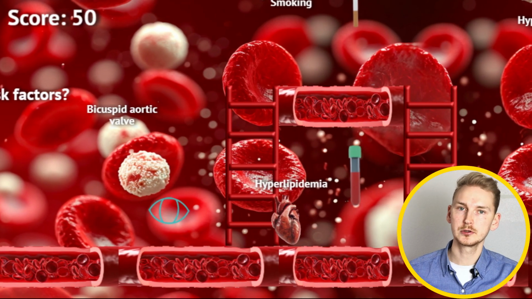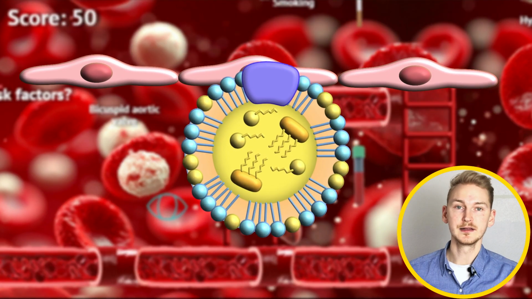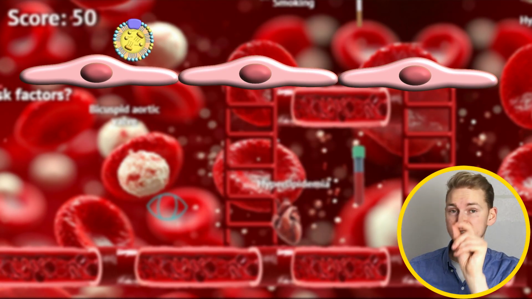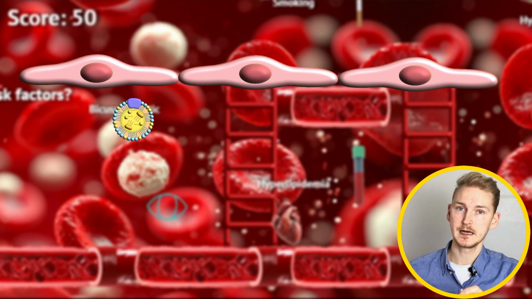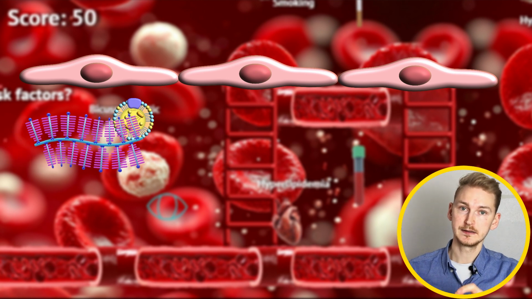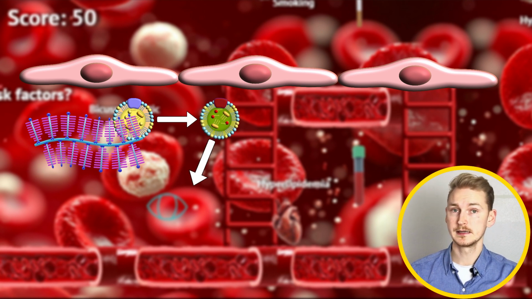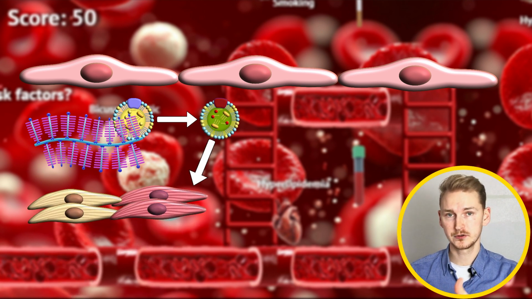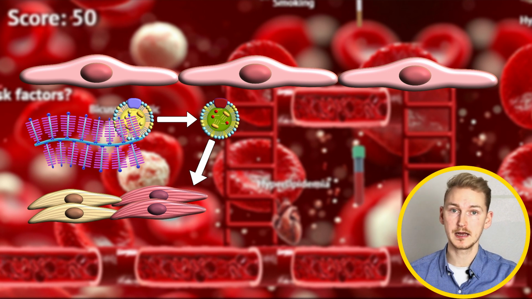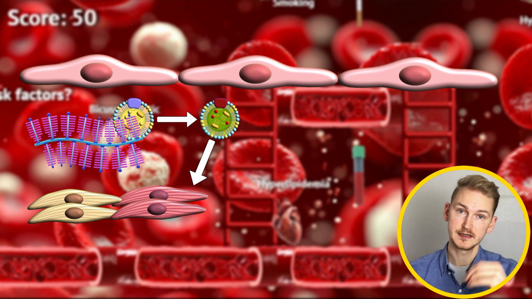Hyperlipidemia and hypercholesterolemia. LDL, which is the bad guy, goes into the subendothelial space and it gets trapped there in the proteoglycans. Here, the LDL gets oxidized, and the oxidized LDL directly stimulates proliferation of fibromyocytes and fibroblasts, which makes the valve thicker and stiffer.